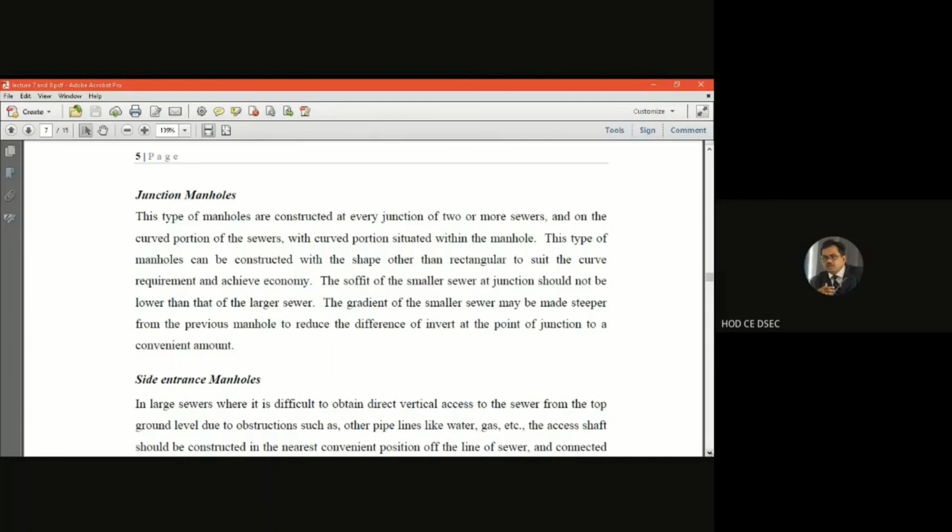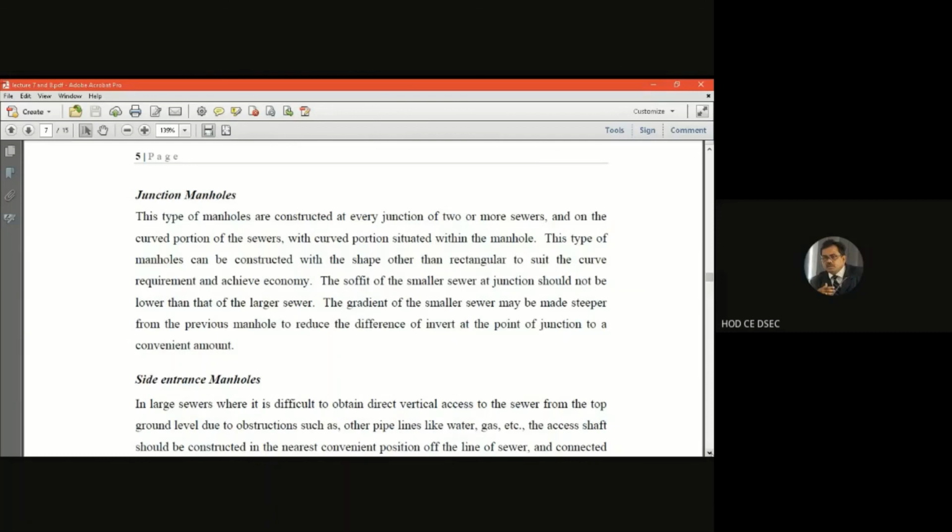The gradient of the smaller sewer may be made steeper from the previous manhole to reduce the difference of invert level. For that reason, to maintain the level difference, the soffit of the smaller sewer at the junction should not be lower. To maintain this, what do we have to do? The gradient of the smaller sewer may be made steeper from the previous manhole to reduce the difference of invert at the point of junction to a convenient amount.